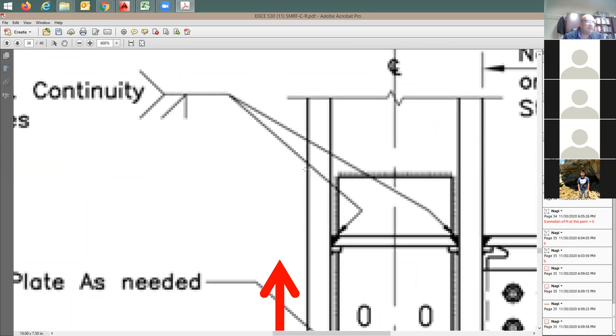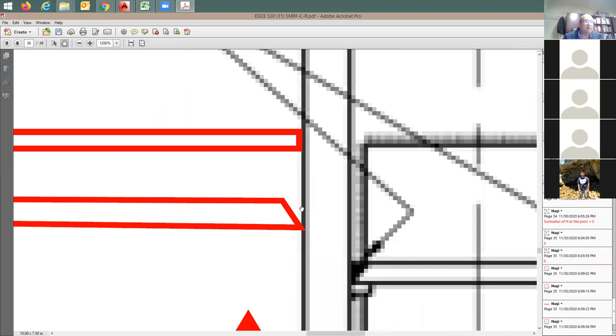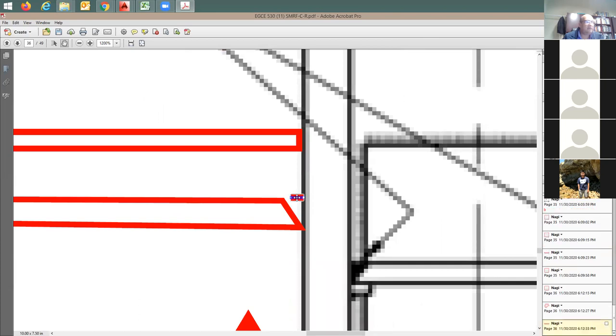So here's a plate. Let's say I have a plate that I'd like to weld to this column flange. What I decided to do is just cut the plate on an angle like this. Then come back and fill it completely with welding material. It's going to be like this.